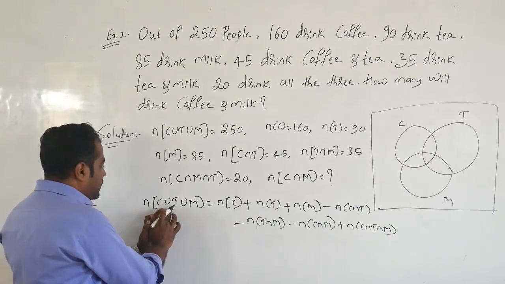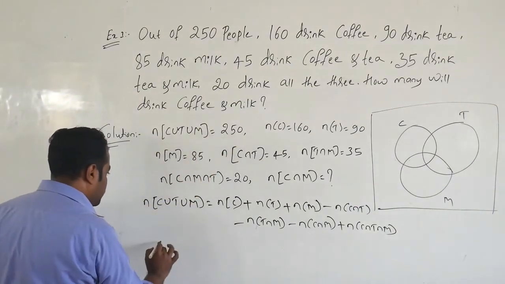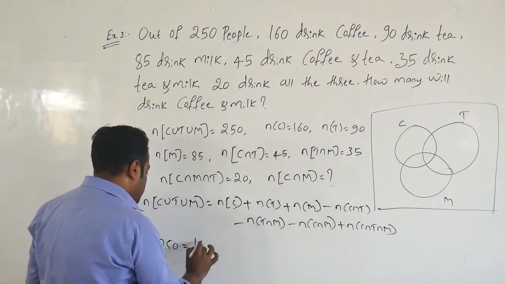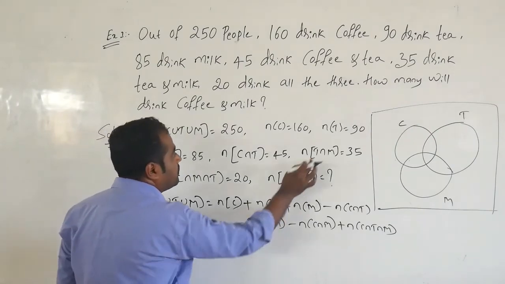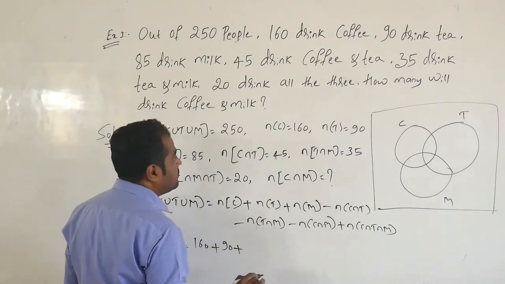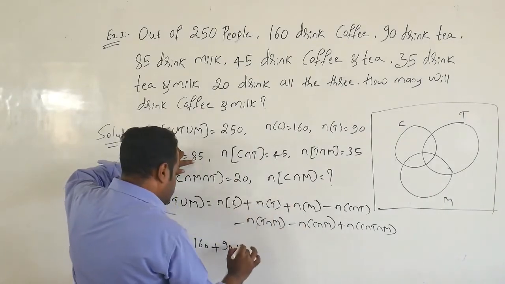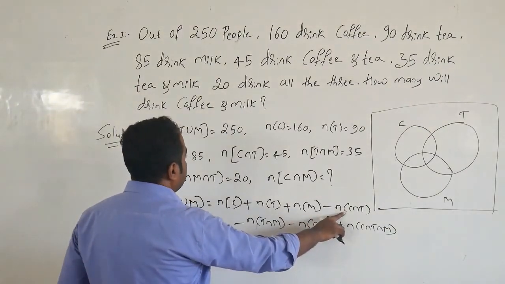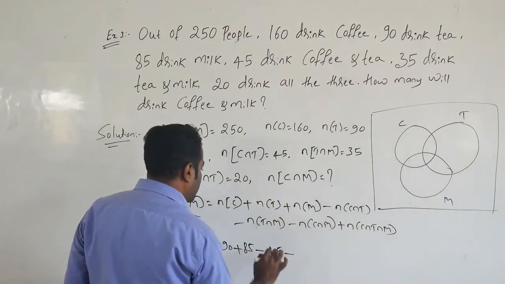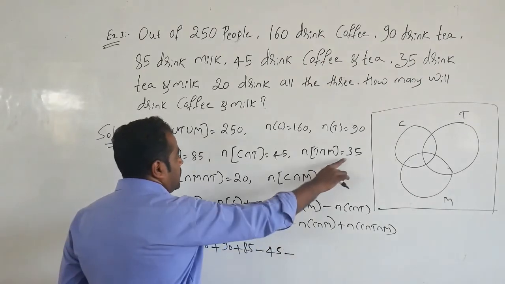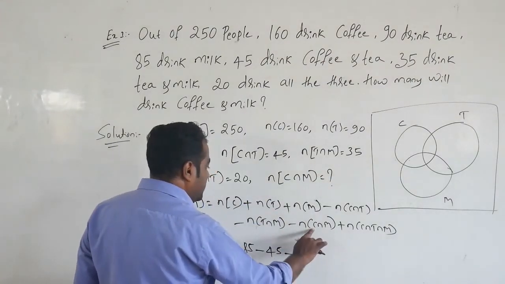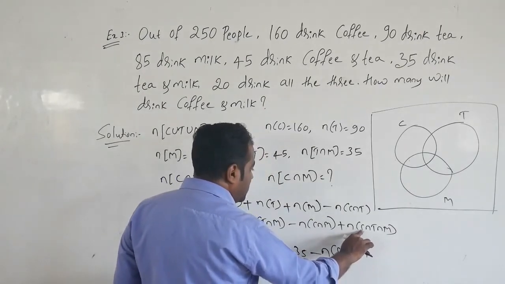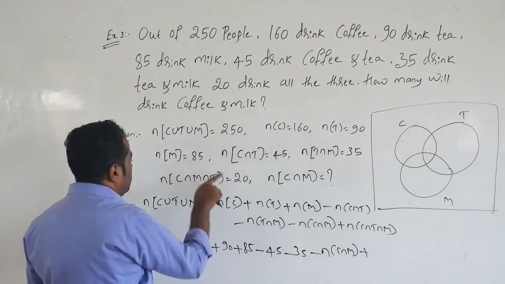So n of C union T union M, nothing but 250, is equal to n of C value 160, plus n of T value 90, plus n of M 85, minus n of C intersection T 45, minus T intersection M 35, minus C intersection M, that is the question, n of C intersection M, plus the last one C intersection T intersection M, nothing but 20.